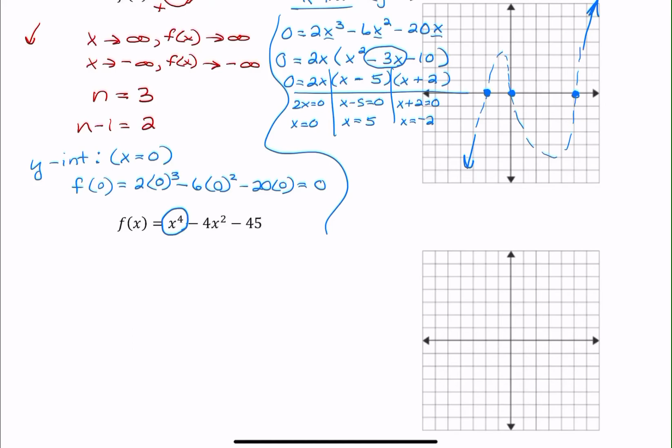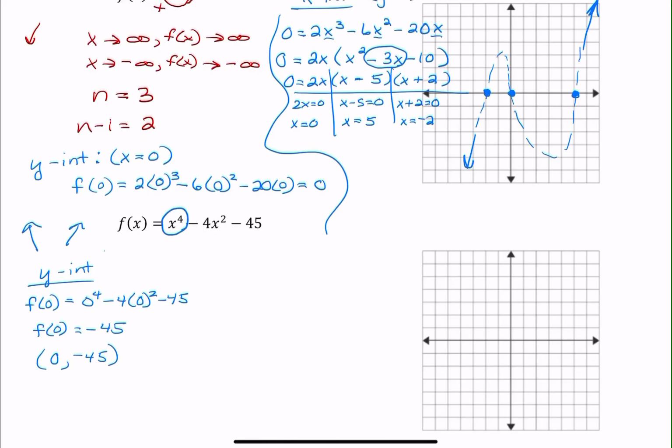You could do the same thing for this one. X to the 4th, it's positive and even, so I know both ends are going to go up. If I factor this, well, let's do our y-intercept first. If I plug in 0 for every x, I get 0 to the 4th minus 4 times 0 squared minus 45. So that's going to be f of 0 equals -45. So that is one of my intercepts, (0, -45).